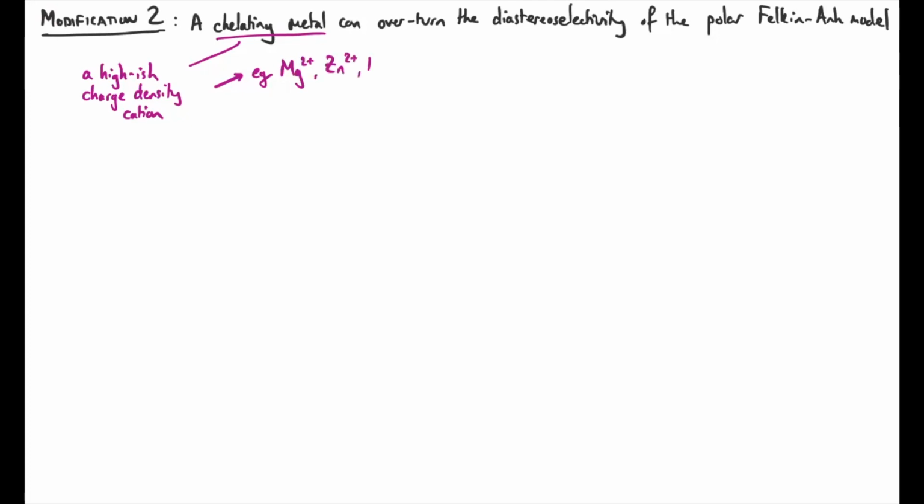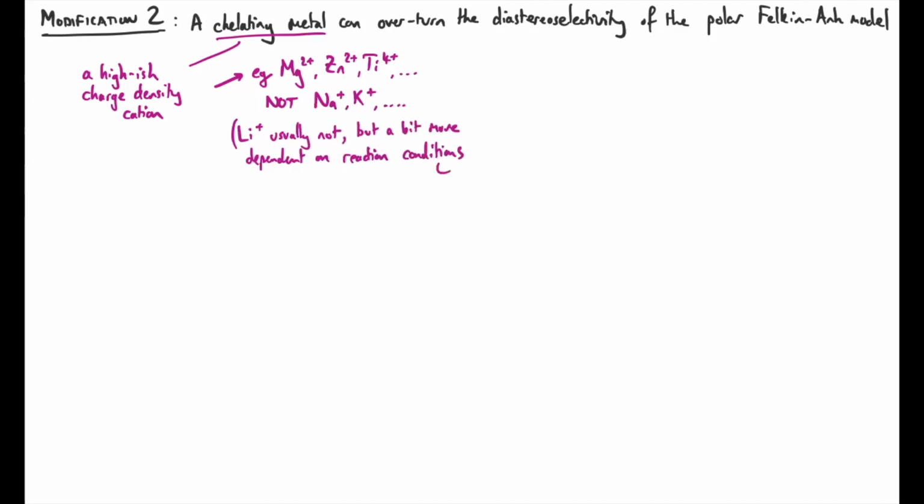maybe. There's lots of others. These chelating metal ions can stick to our electronegative atoms. To be clear, things that don't tend to chelate in these situations are things like sodium plus and potassium plus. Notice the low +1 charge. Lithium plus, which we often see in organic chemistry, usually doesn't chelate, but is quite dependent on the reaction conditions. And what I mean by that is normally the solvent and any additives that you have.